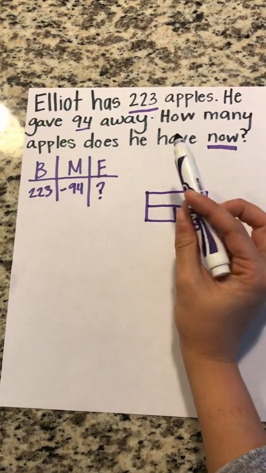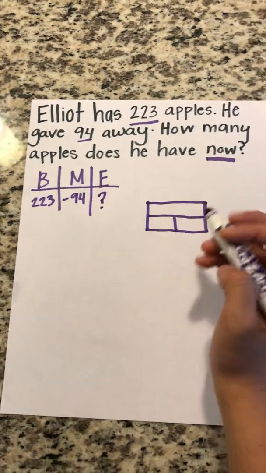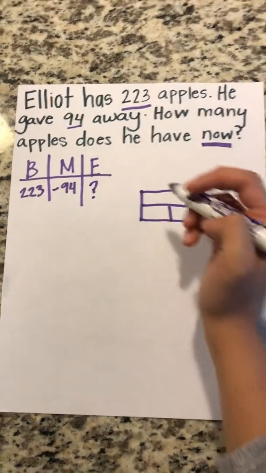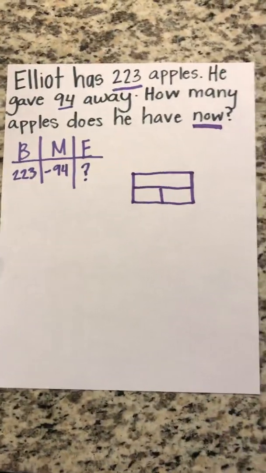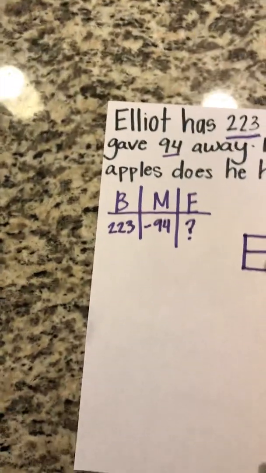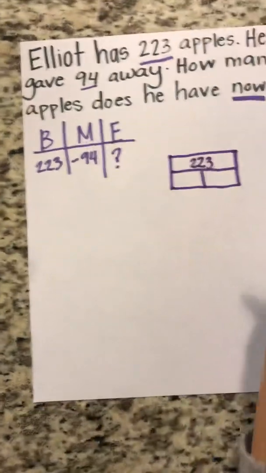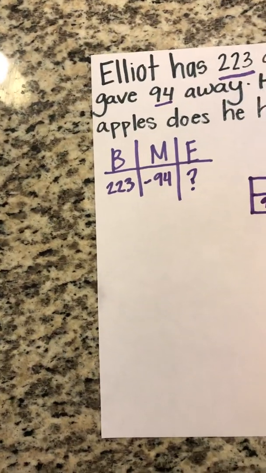And so in this case, my whole is 223 apples. He never has any more apples than that. That's the most he ever has, because then he just gives some away. He's not gonna end up with more. That wouldn't make any sense. So in my whole in this case, I'm gonna put my 223 up here. Now knowing that, I know this has to be my 94, that's a part.